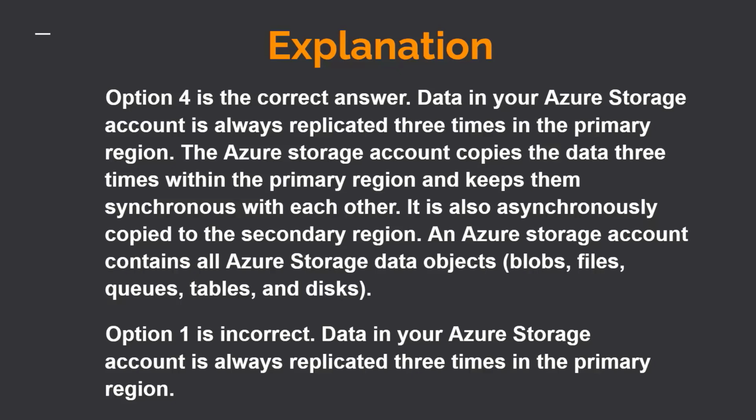Explanation. Option 4 is the correct answer. Data in your Azure storage account is always replicated 3 times in the primary region. The Azure storage account copies the data 3 times within the primary region and keeps them synchronous with each other. It is also asynchronously copied to the secondary region. An Azure storage account contains all Azure storage data objects, blobs, files, queues, tables, and disks. Option 1 is incorrect. Data in your Azure storage account is always replicated 3 times in the primary region.